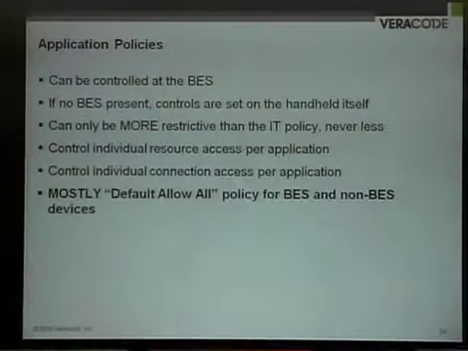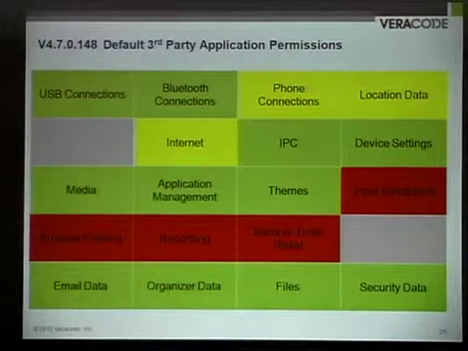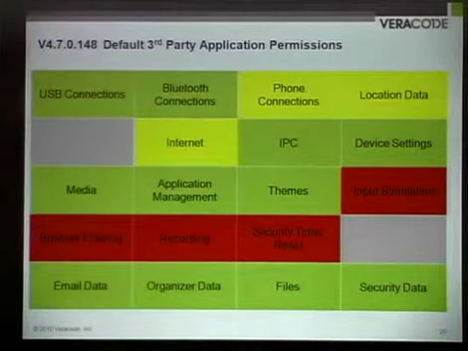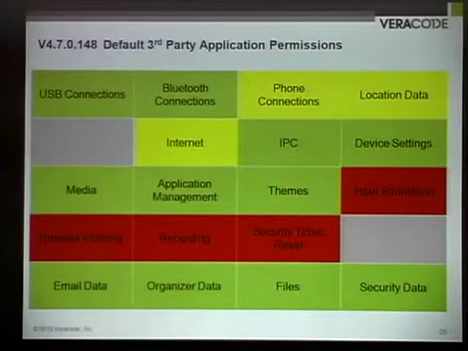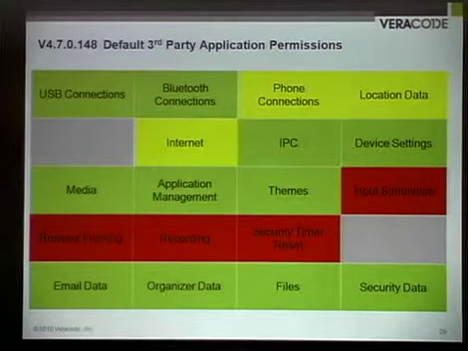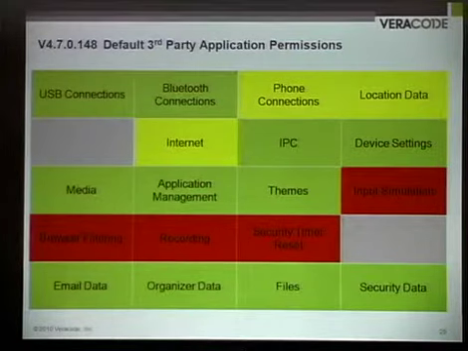So let's look at those policies in detail. This is a chart I made for default third-party application permissions. Green indicates that the permission is allowed by default. So when I install a third-party application, all the green things I can access with that third-party application. The yellow things are going to prompt, and the red things are going to be inaccessible to me. The bottom row there is the important row. Email data, organizer data, files. You can access a lot of the content on the phone by default without getting a trusted access permission.